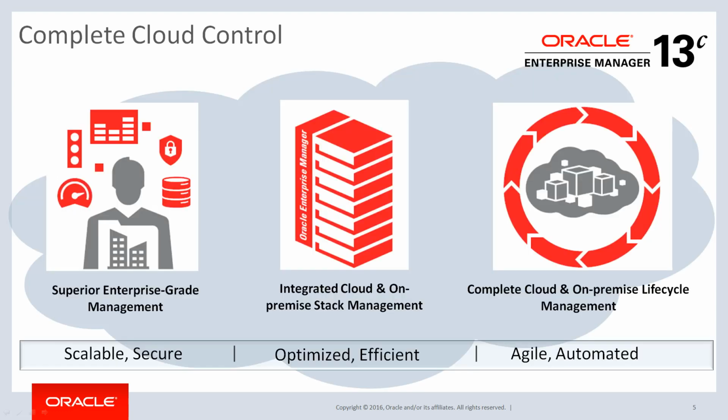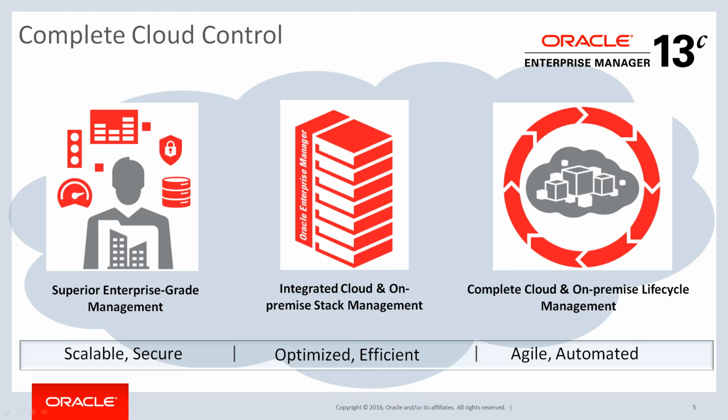Enterprise Manager is Oracle's integrated IT operations management product line. By engineering management capabilities together with the underlying technology being managed, Oracle is able to deliver efficiency gains that are unprecedented in the IT industry. In Enterprise Manager, there are three main pillars which make up the core features of the product. The first pillar on the left is monitoring. The second pillar in the middle is cloud and on-premise stack management. And the third pillar on the right is lifecycle management.